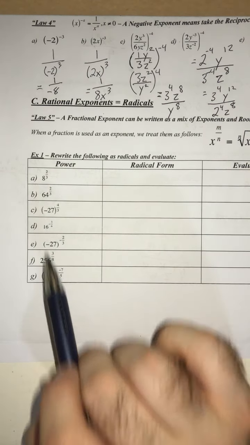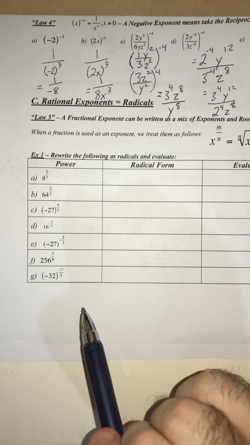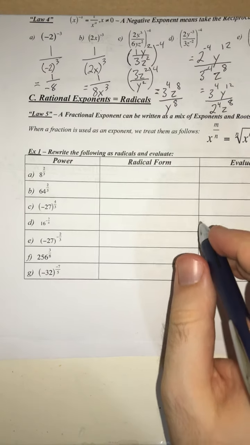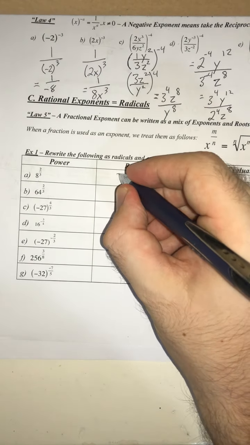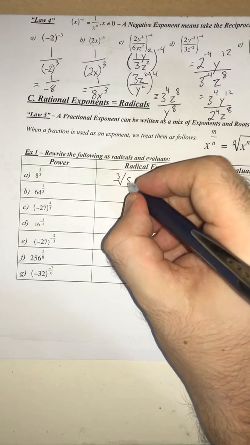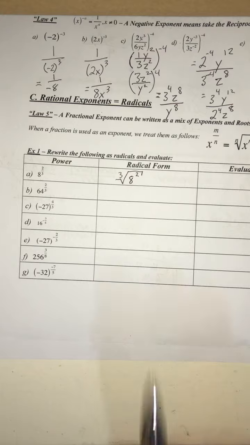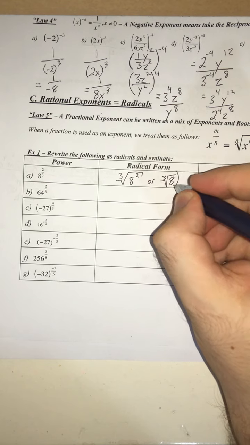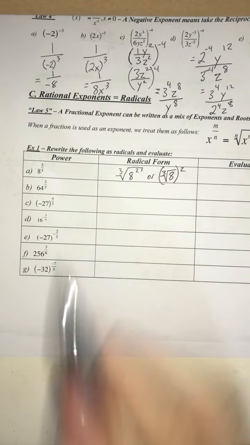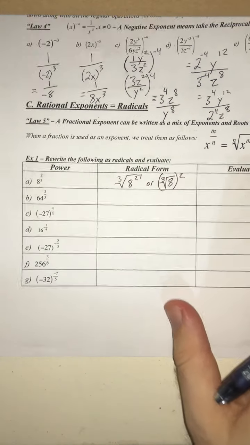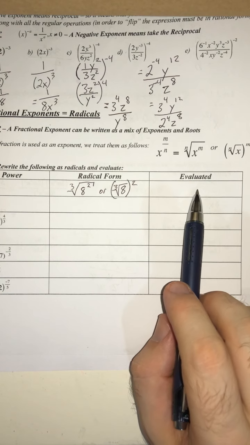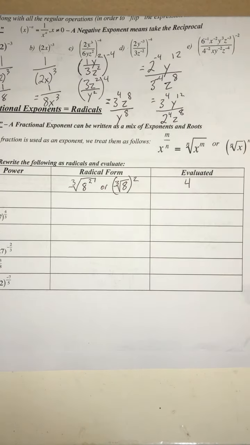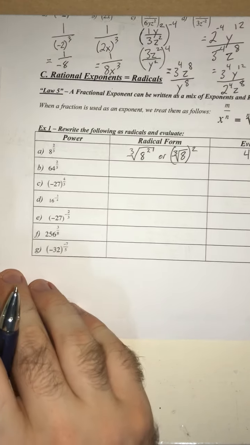So this is in the power or exponential form. With this power, using the rule we have, the denominator here, 3, becomes the root, so it's the cube root of 8 to the power of 2. Again, I can put it here, or you can do it like this. I personally like this one, then I don't have to write the brackets, but up to you. And then evaluated form. Evaluated form just means put it in your calculator, what does it get? 4. So that's what you're doing for that.